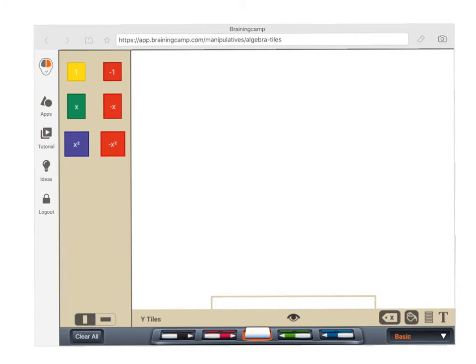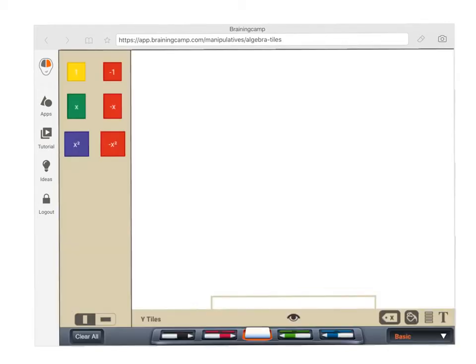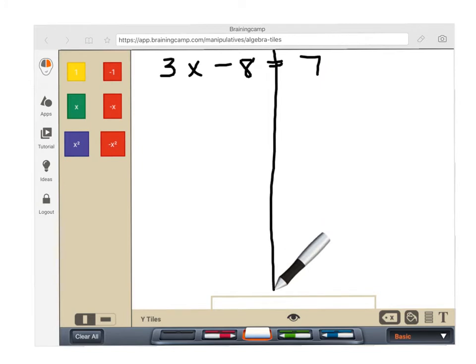So you'll recall that when we used Brainingcamp, we modeled our equations. Let's take a look at a couple of examples. The first example is 3x minus 8 equals 7. And we drew a line down through the center to show the two sides had to remain balanced. We added the opposite for any subtraction. And then we took a look at the equation.